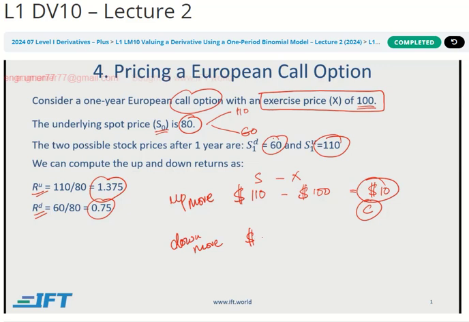if it goes to 60 and you can buy at 100, naturally you are not going to exercise this, right? And since the value of a call option is the maximum of 0 or S minus X, and S minus X in this scenario will be negative, it will not be exercised and the value of this call option will be 0. So in the case of an up move, the call option value is going to be $10, and in the case of a down move, the call option value will be $0.